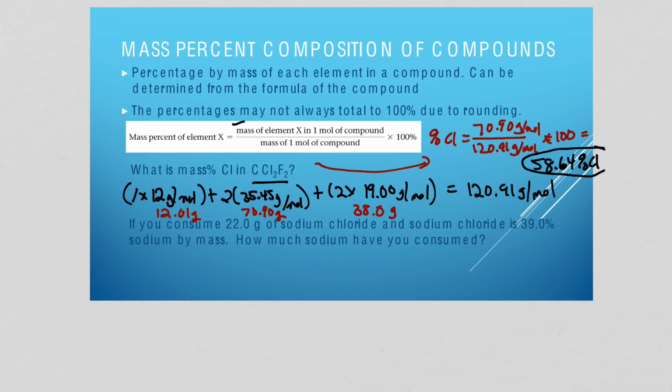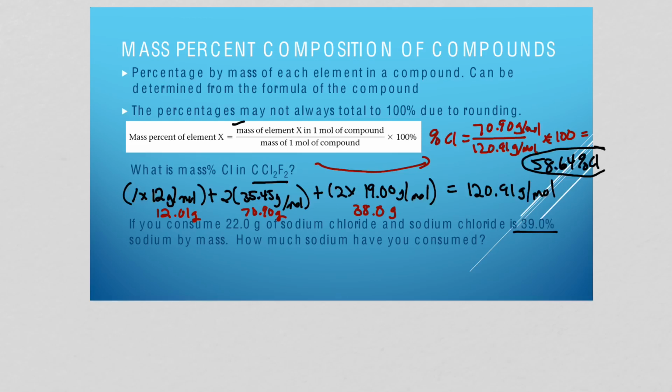So once we know the mass percent of a given compound, we can use that mass percent to tell us things, right? We can use that mass percent to, for example, allow us to answer the next question pretty simply, right? If you consume 22 grams of sodium chloride, and sodium chloride represents 39% sodium by mass, how much sodium have I consumed?